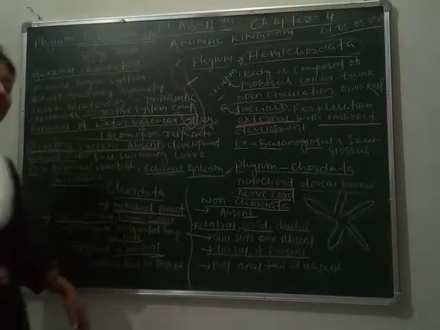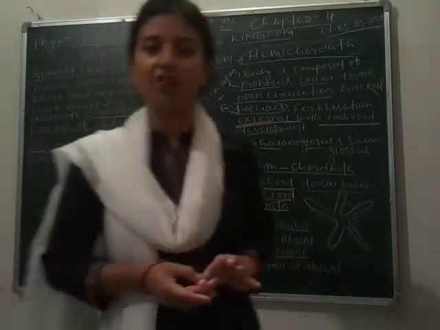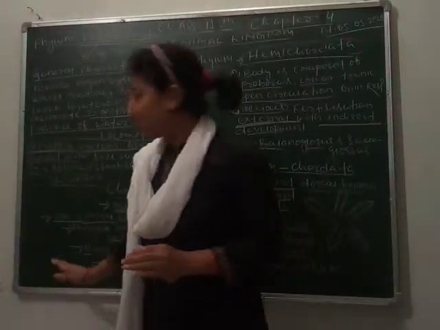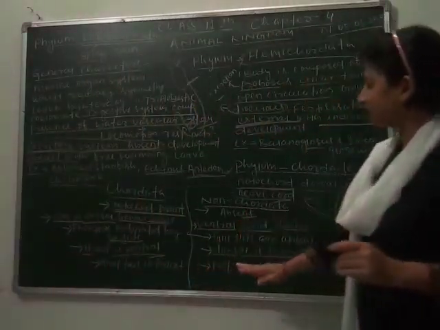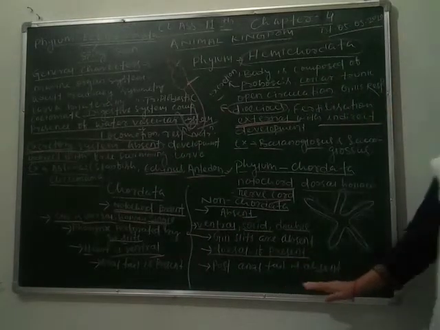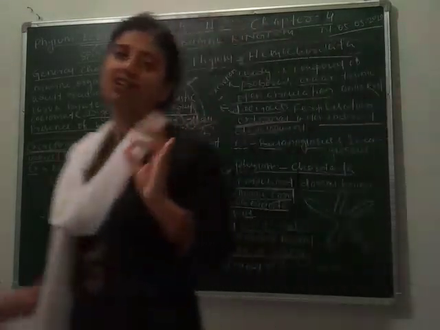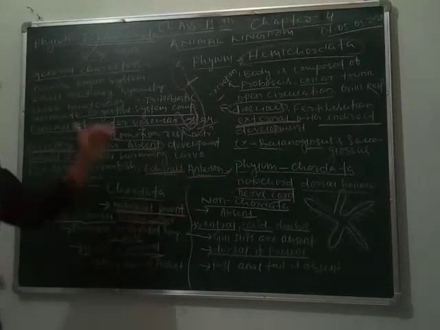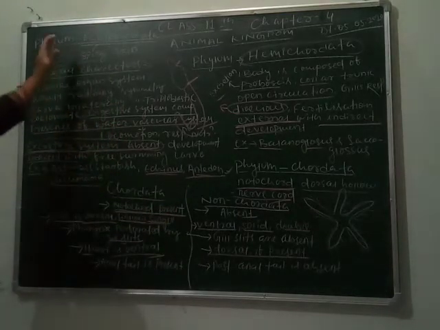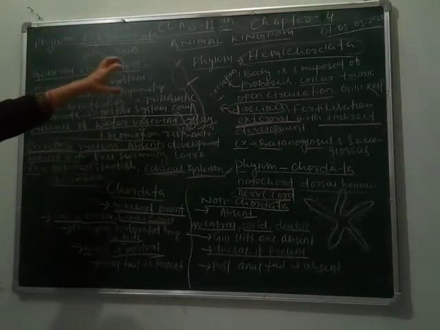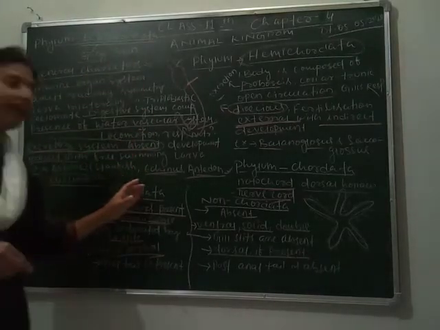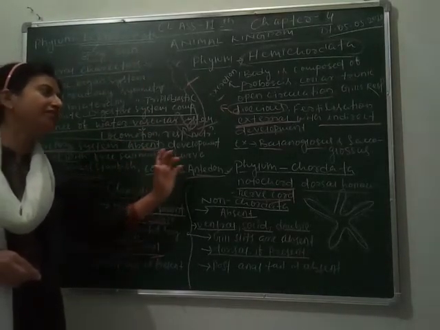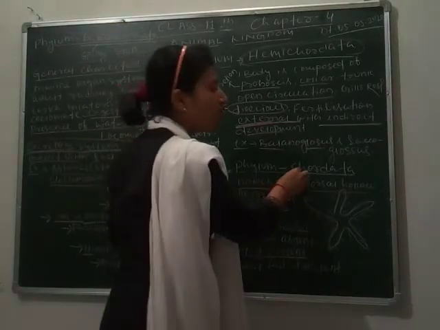Next is the post-anal tail. The post-anal tail is the main character of chordates, which is present. But in non-chordates, the post-anal tail is absent, meaning it is not found. So these are the basic characters of some phyla: Echinodermata, Hemichordata and Chordata. Later we will study the divisions, the different subphyla of Chordata.